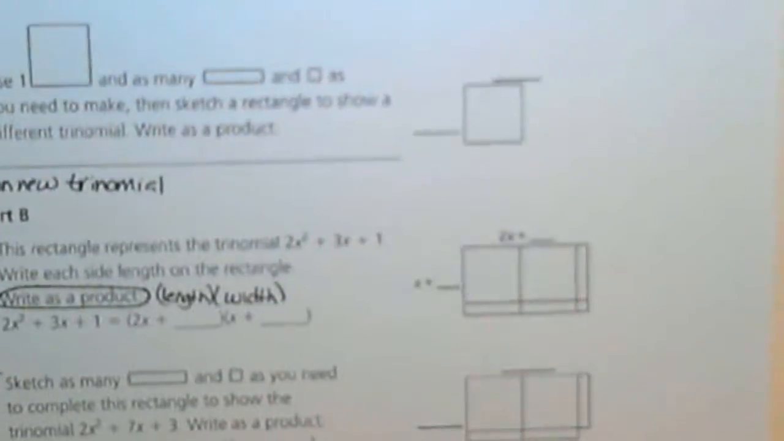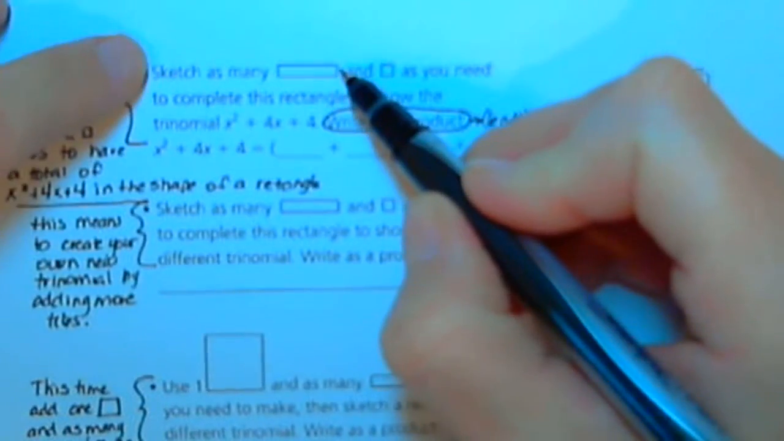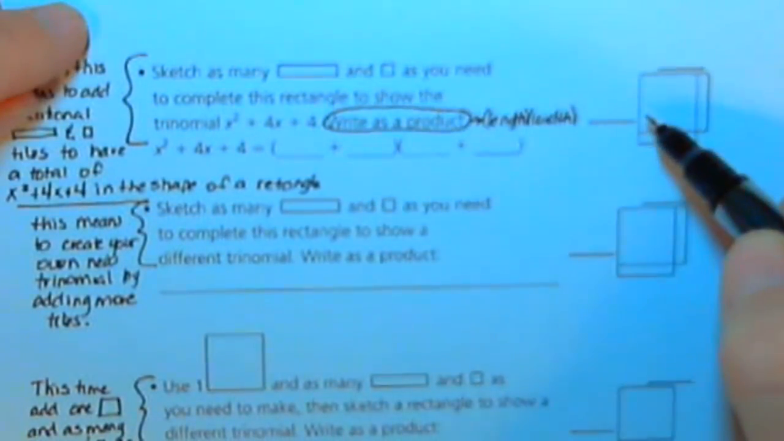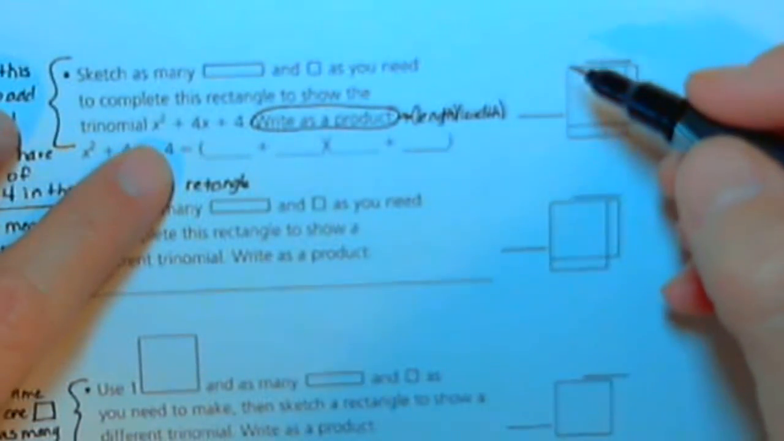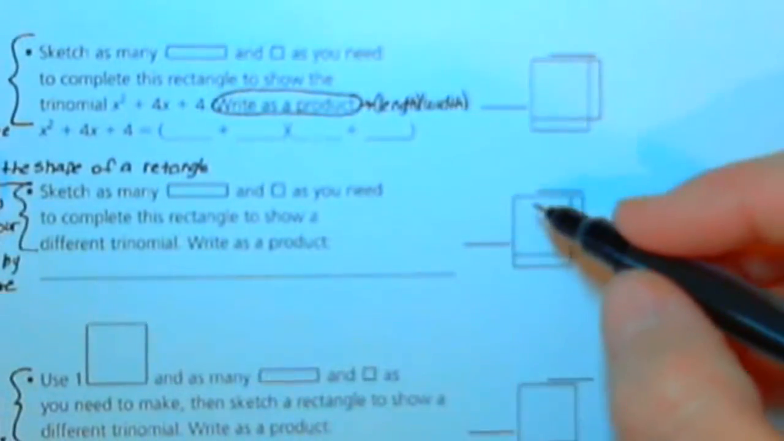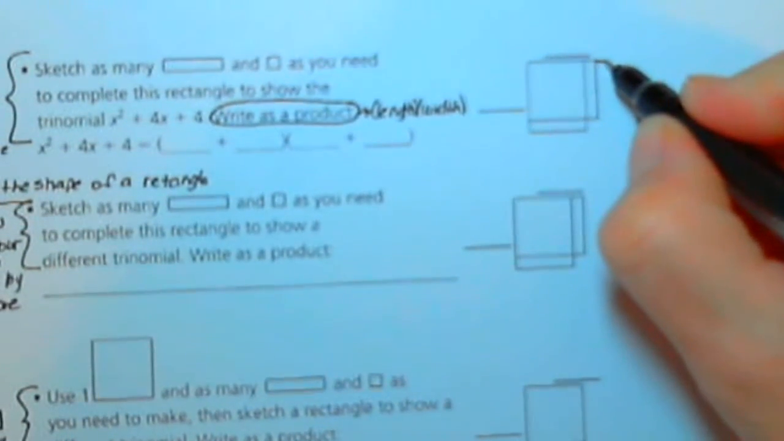For the next page now, you are asked to do a little bit more of the same thing, but a little more complicated. Sketch as many of the x tiles and the 1 tiles as you need to complete the rectangle to show this trinomial as a product. So this trinomial is x squared plus 4x plus 4. That's better. No, it's not. I only have an x squared, and I have 2 x's here. I don't have the 4 x's that I need. So I'm going to add an x to here, and I'm going to add an x to here.